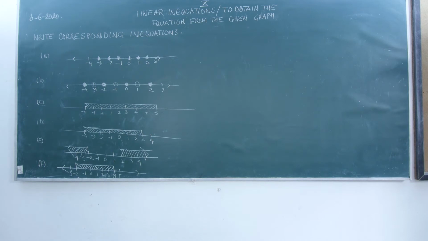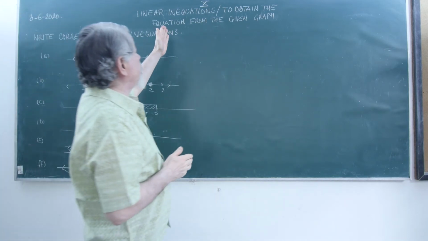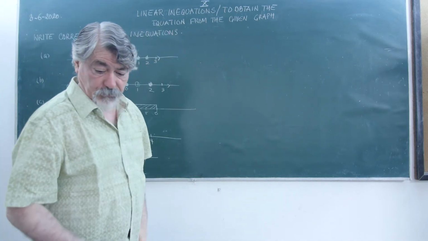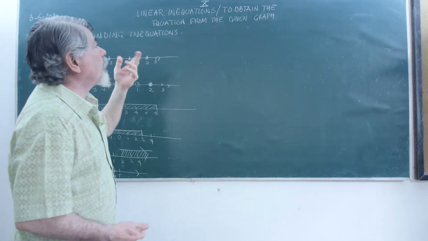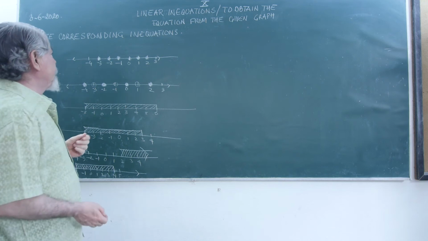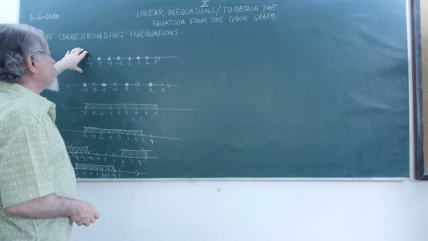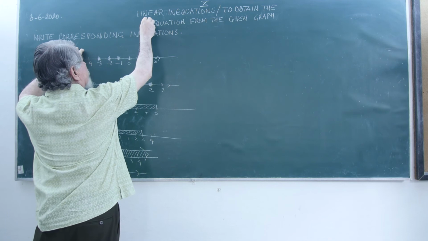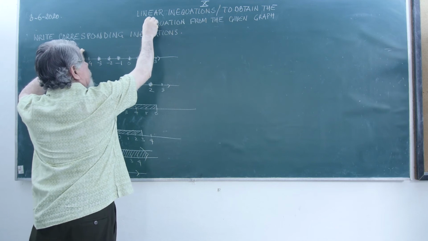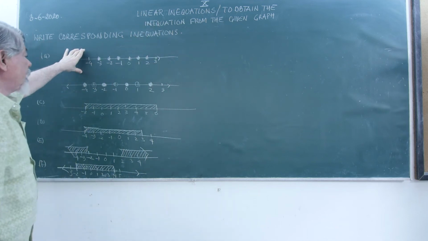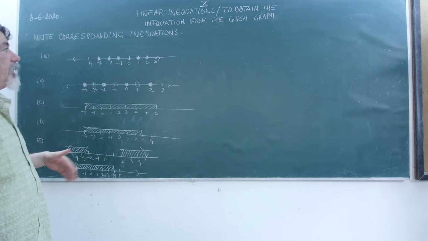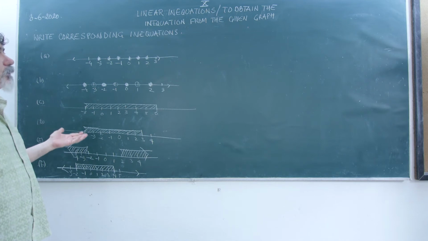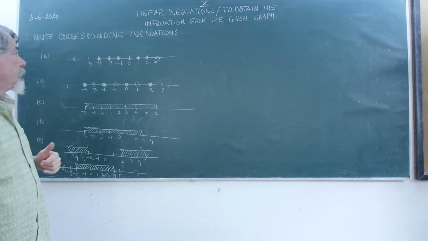Okay, we said we have to obtain the inequations, to obtain the inequation from the given graph, or the equation, whatever you want to get. Now in this case, actually we are talking of inequation, so let's try inequation from the given graph, because we have a graph on a real number line. We have to see what kind of set it represents.